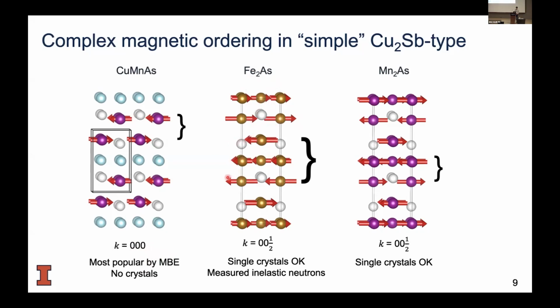It goes left, left, left, right, right, right. And so it has a magnetic cell that's twice as long. We've grown single crystal this. We've measured inelastic neutron spectra of it. It works great. It's nothing like this one that we can't make crystals of.